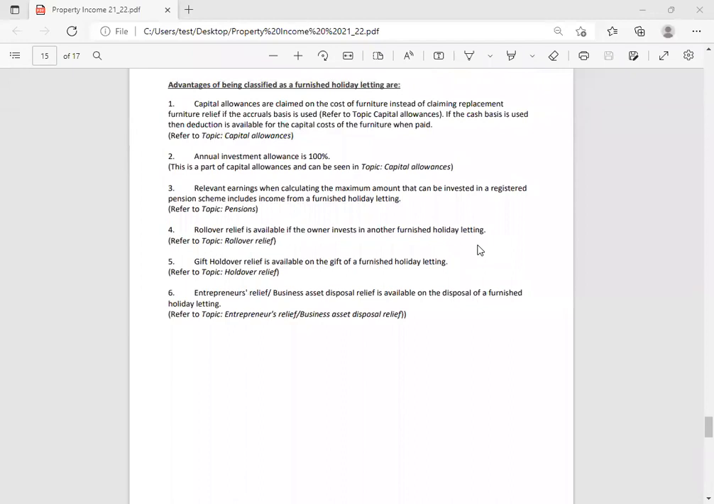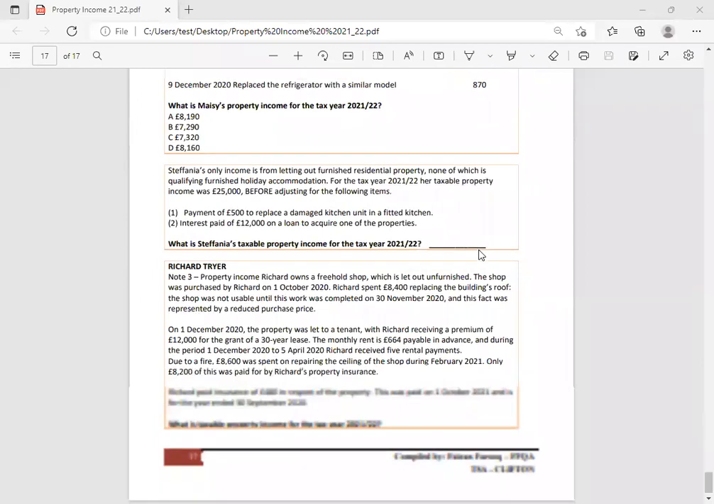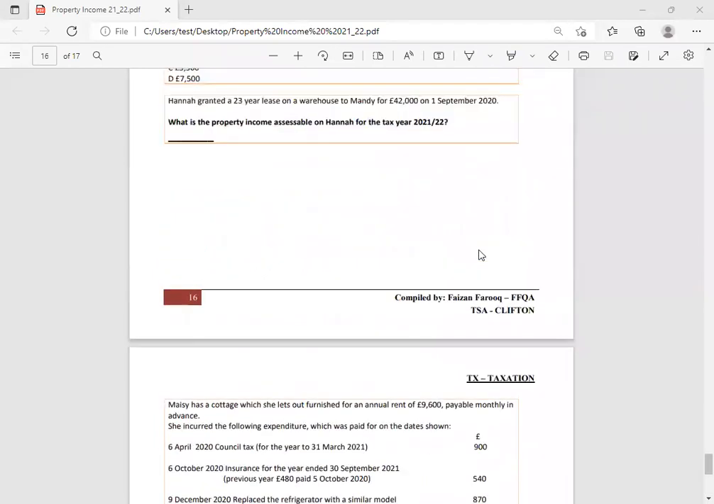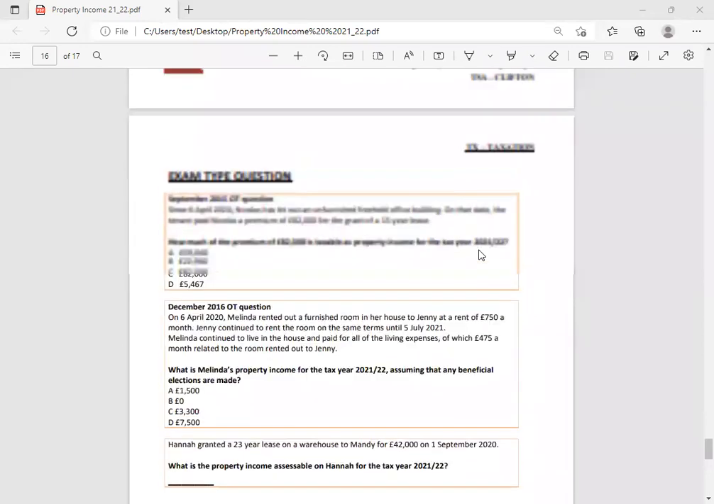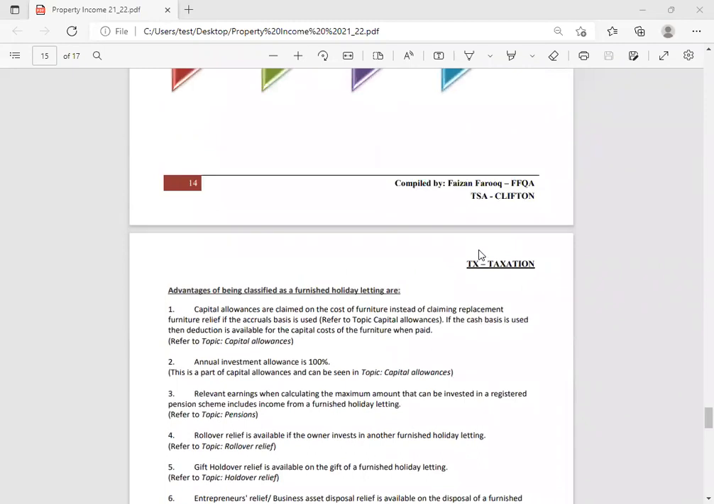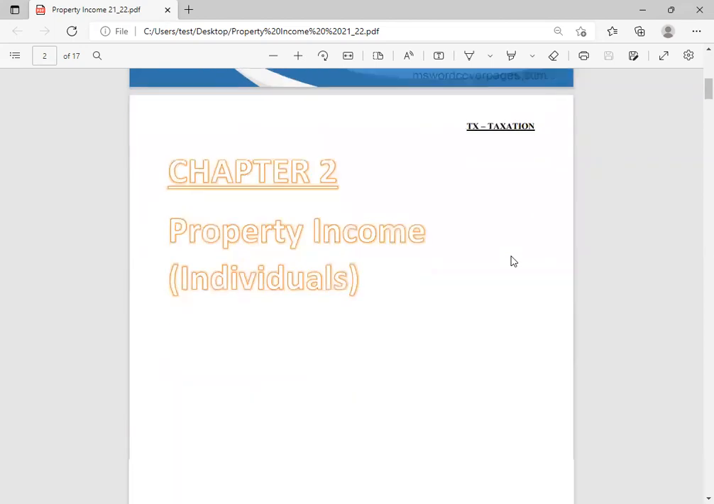Now, our property income topic is done. In our next class, we are going to do some past papers from the revision kit. We are going to use the Kaplan revision kit in our class, and for your personal practice, you must use BPP as well, because in tax there are lots and lots of rules which you have to memorize. Otherwise, you are going to forget.